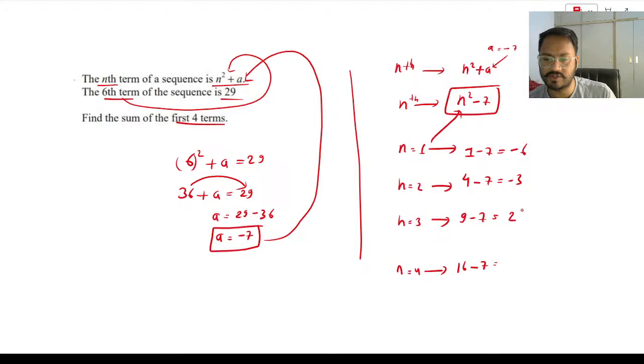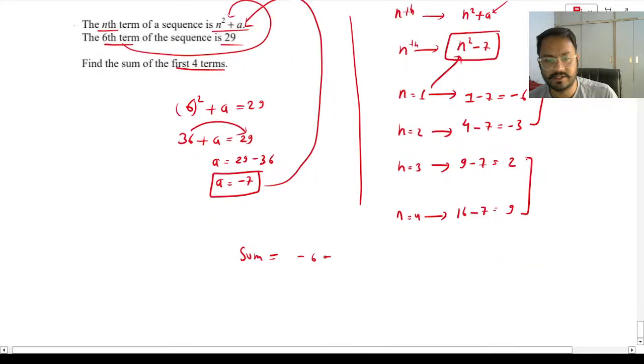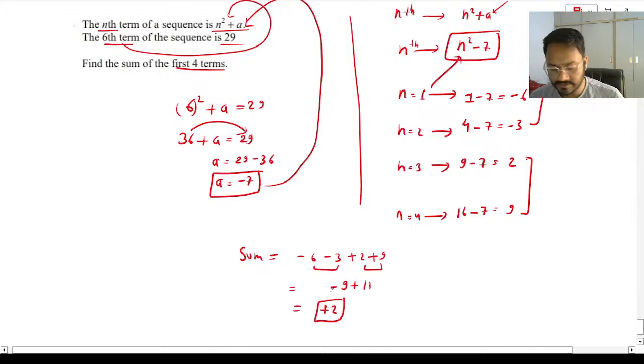So basically we need to add all the four terms. In that case, the sum will be equal to minus 6, then minus 3, then plus 2, then plus 9, right? So these two will become minus 9, and these two, because these are like terms, will become plus 11. Minus 9 plus 11, this is plus 2. So we got the correct answer, Labdi. Very good, you got the correct answer here. And yes, Lekhansh, we needed to find the first four terms. So we are done with the questions.